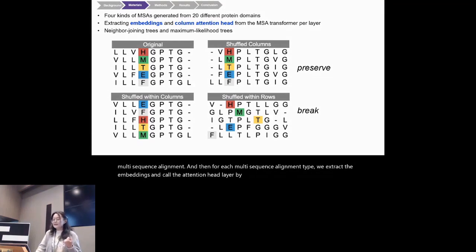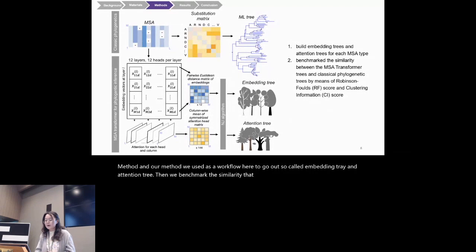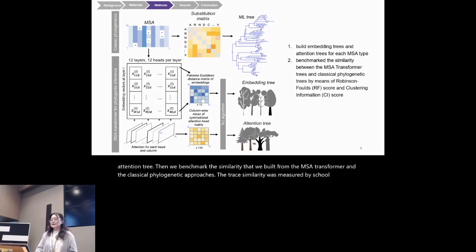This is a comparison between the traditional method and our method. We used the workflow here to get the so-called embedding tree and attention tree. Then we benchmark the similarity between the trees built from the MSA transformer and the classical phylogenetic approaches. The tree similarity was measured by both the Robinson-Foulds score and the clustering information score. The high score means high tree similarity.